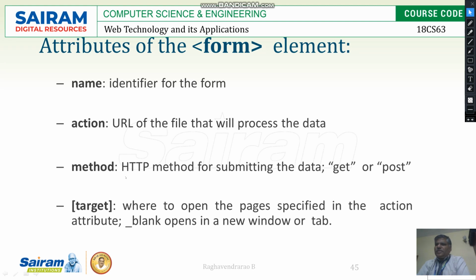For method, there are 2 methods for submitting the data: the get method and the post method. When the get method is used, how the data is sent to the server, and when post is used, how it is sent, we'll see later. Then target, there are options there. Blank means it opens in a new window. That data, or the form, is going to open over there.